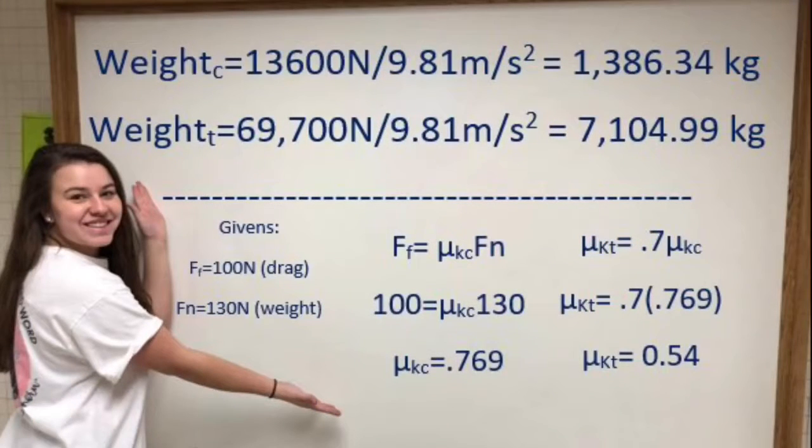To start our calculations, we need to convert the weights of the car and truck to find their masses. Since their weight is in newtons, we divide each by 9.81 to get kilograms. As shown on the whiteboard, we found the masses of the car and truck.